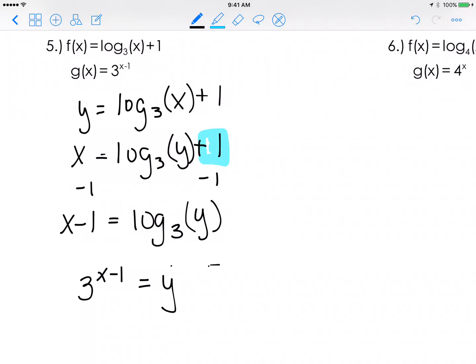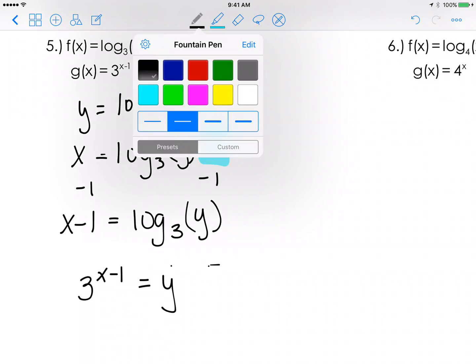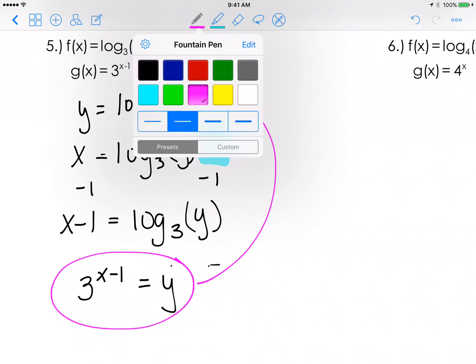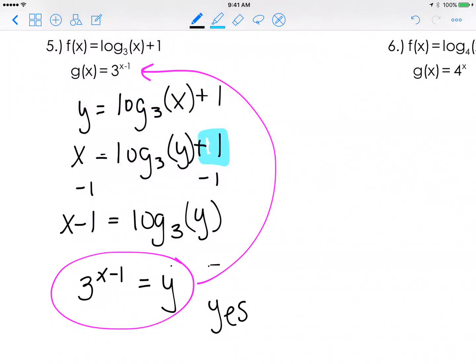So now, are they inverses of each other? Let me switch colors here. Is this the same as what we got up here? And the answer is yes. So they are inverses, yes.